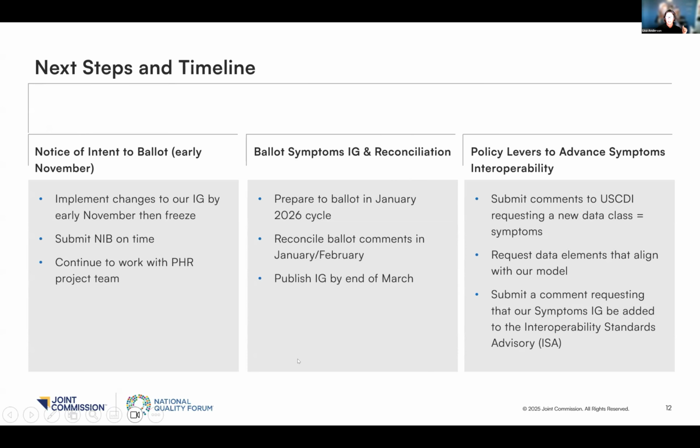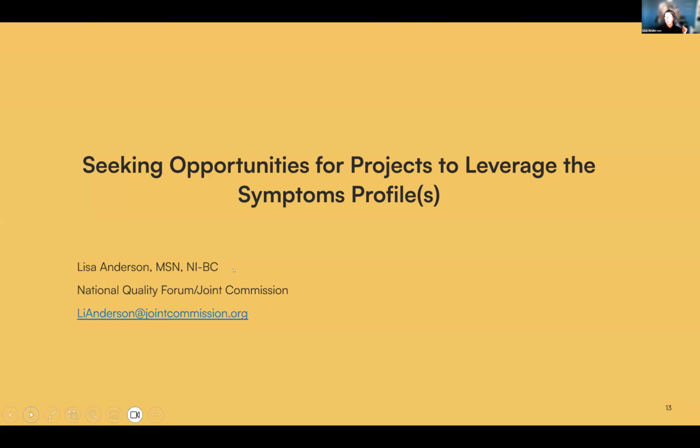We're also working through some policy levers in the United States to get comments submitted to ASTP to get symptoms added as a data class and the associated elements baked in there as well.